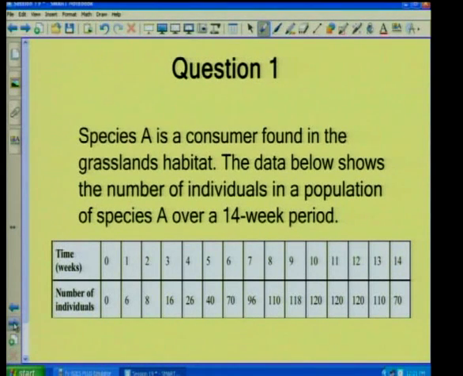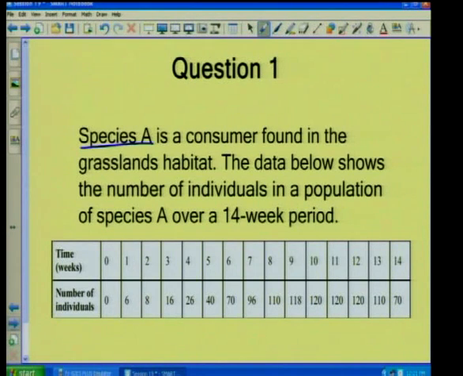So here we go with question 1. Here we've got species A. They don't tell you what the species is. It says species A is a consumer found in the grassland habitat. The data shows the number of individuals of the population of species A over a 14-week period.